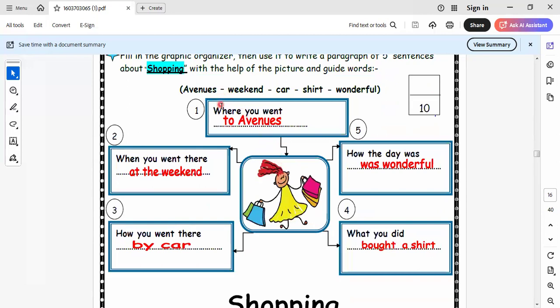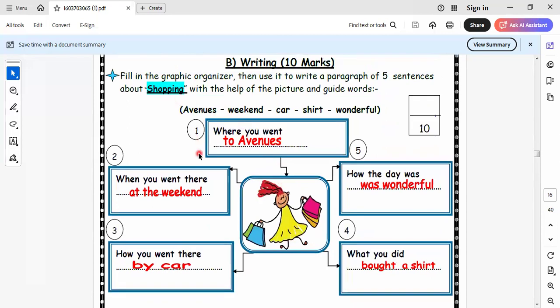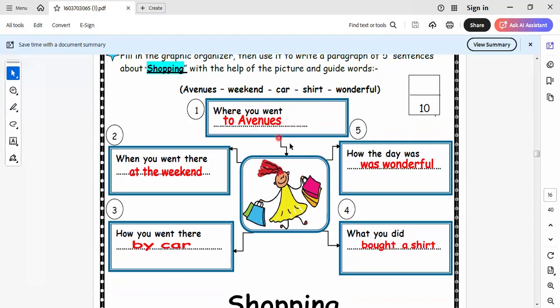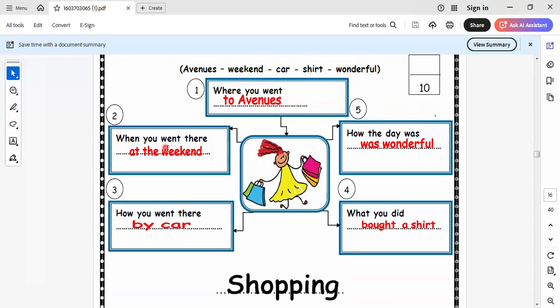Here we talk about shopping. Okay, all of us like shopping, especially women. Venice, weekend, car, shirt, wonderful. I think Venice is also a place in Kuwait. Where you went? To Venice. When you went there? So I asked about the time: at the weekend. How you went there? By car.